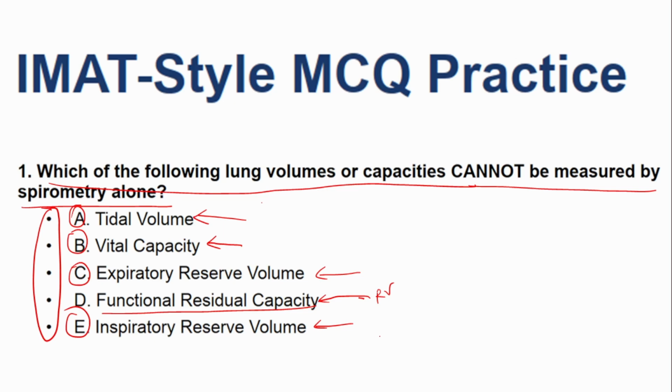To find the functional residual capacity or residual volume in a clinical setting, we must rely on advanced techniques like helium dilution, nitrogen washout, or body plethysmography. If a capacity contains residual volume, spirometry alone won't cut it.